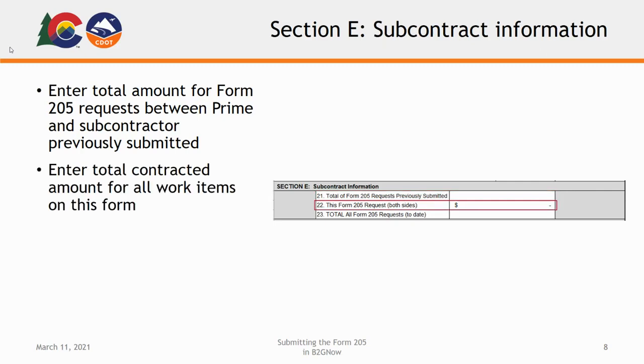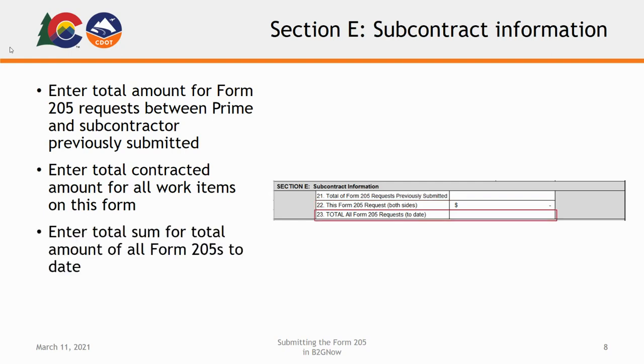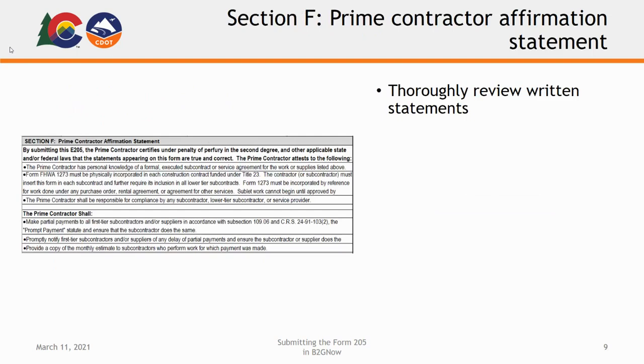In Part 21, enter the total amount of all Form 205 requests between this contractor and subcontractor previously submitted for this project. In Part 22, enter the total contracted amount for all work items listed on this Form 205. Remember to include any items entered on page 2 of the work items. Then in Part 23, enter the total amount of all Form 205 requests to date. In other words, the sum of Parts 21 and 22.